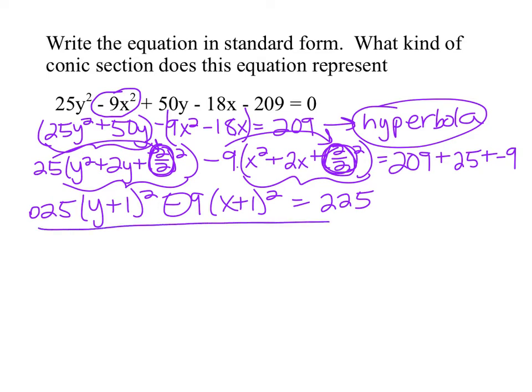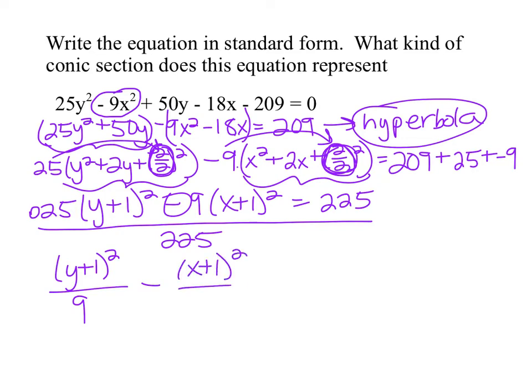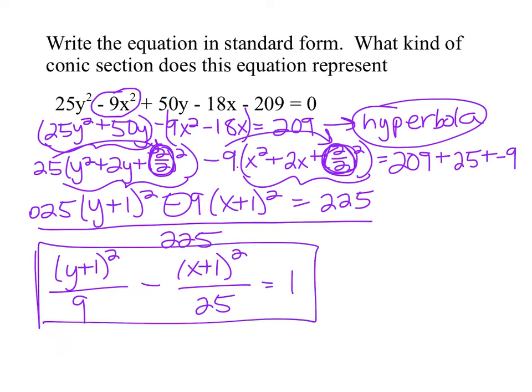So you're going to want to make sure you divide by 225. And you're going to get y plus 1 squared over 9 minus x plus 1 squared over 25 equals 1. So there's your standard form, and we know this is a hyperbola. We knew it was a hyperbola before we completed the square, but again, this is a skill that you're going to want to have to be able to find the standard form of the equation.